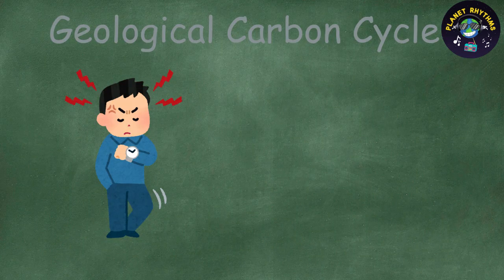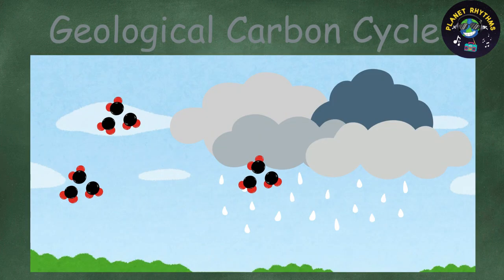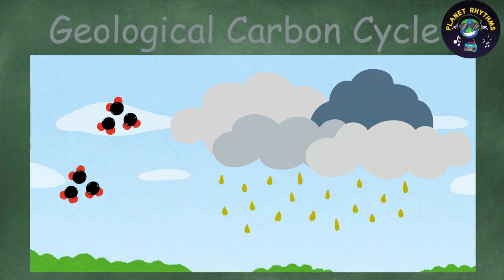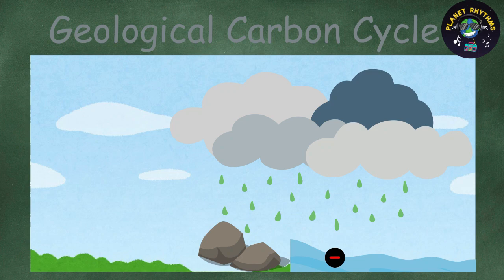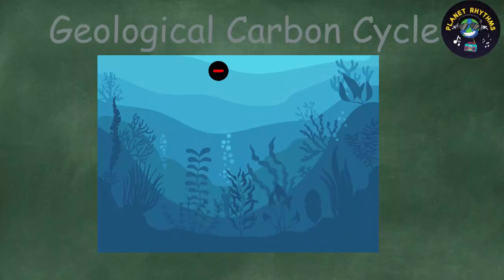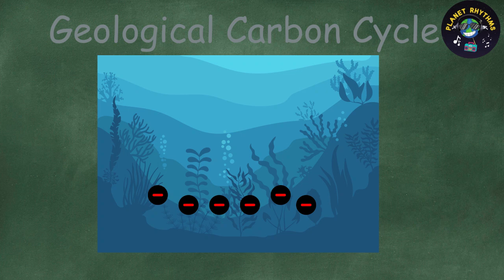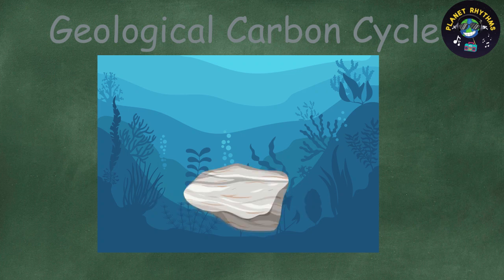The geological carbon cycle takes a lot of time, usually millions of years. This starts when the carbon in the air mixes with the rainwater to form weak carbonic acid and weathers the minerals on the Earth's surface to create carbonate ions. These ions then get carried away to water bodies and eventually into the ocean where they sink and settle down. With continued deposition of such minerals, they form rocks like limestone.